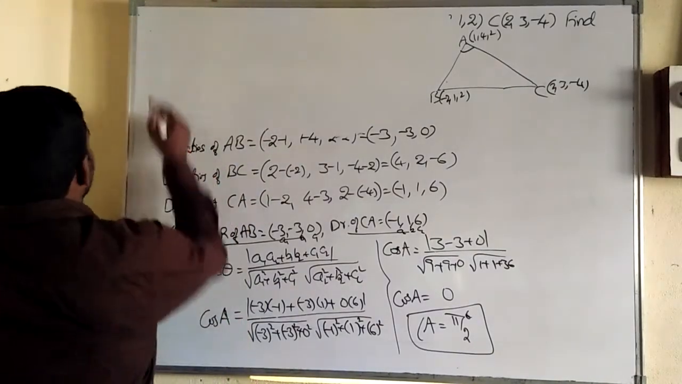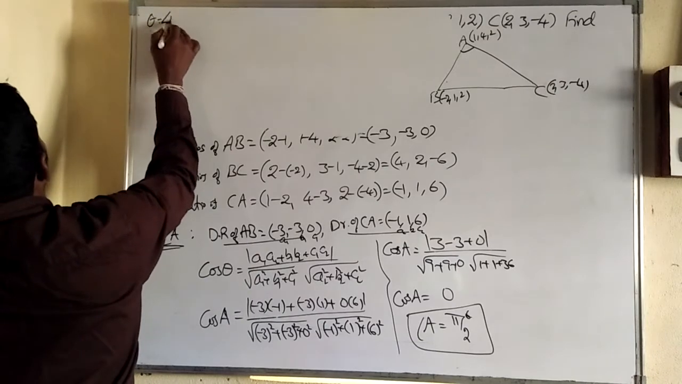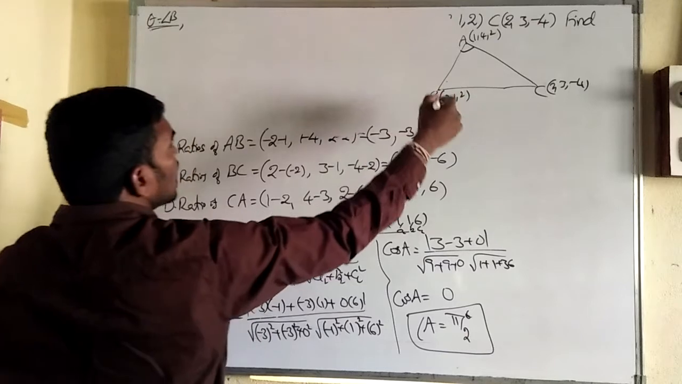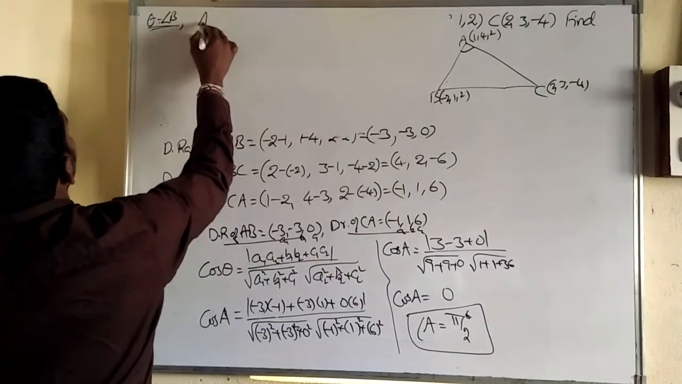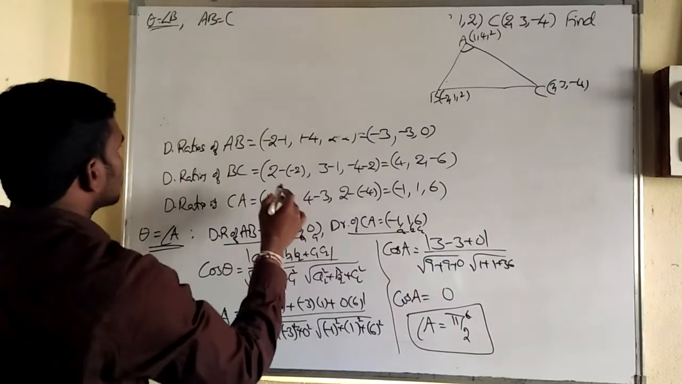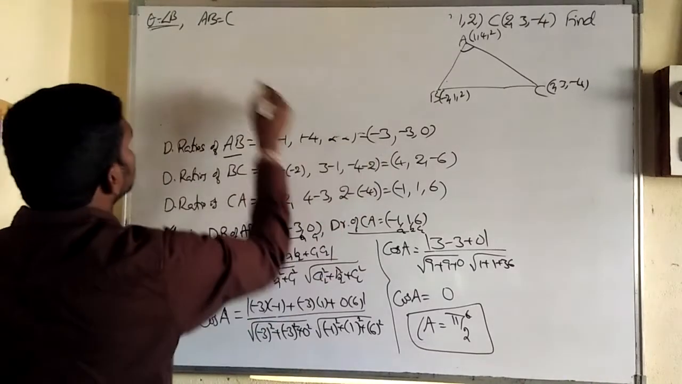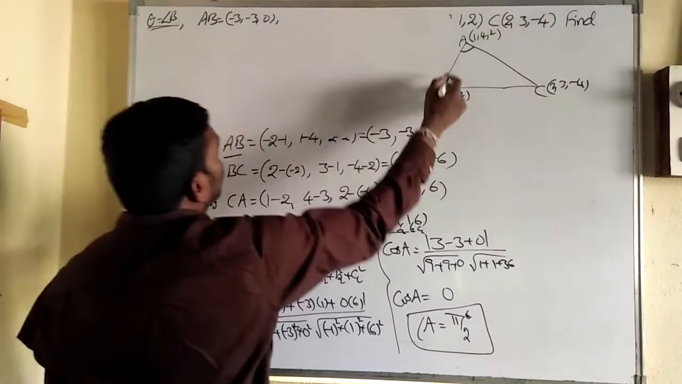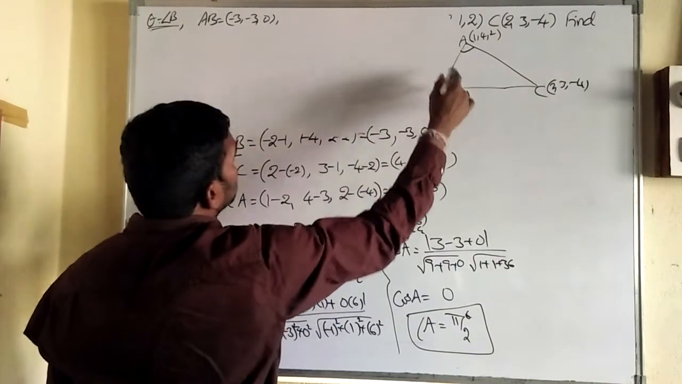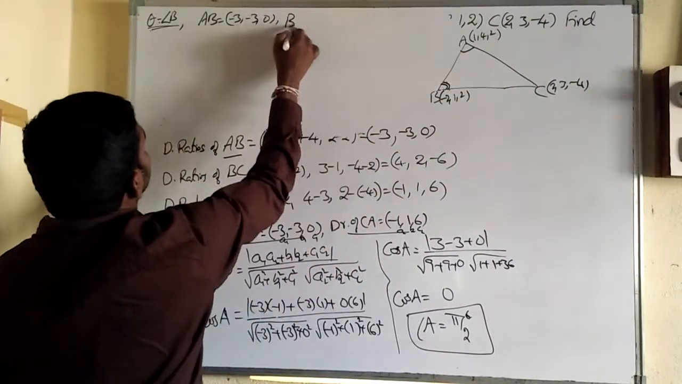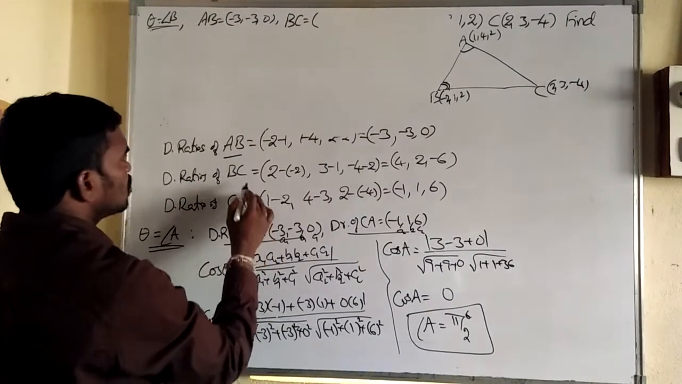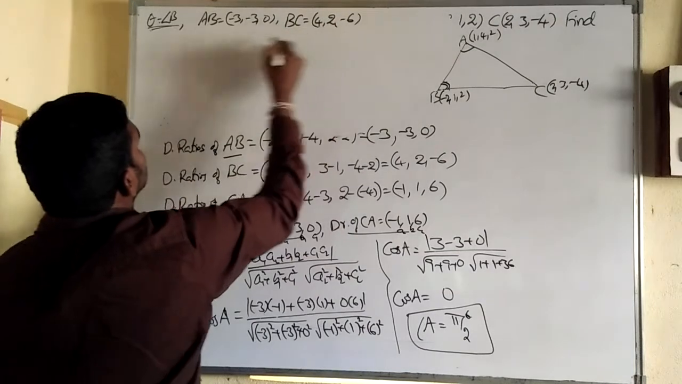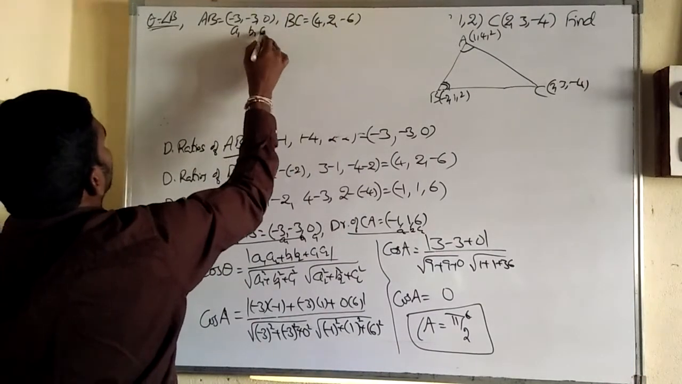Okay, next, the second one: theta equal to angle B. So for angle B, what are the direction ratios to be taken together? AB and BC. So what are the AB direction ratios? Minus 3, minus 3, 0. And for angle B, AB and BC. So what are the BC direction ratios? 4, 2, minus 6. Okay, listen carefully.